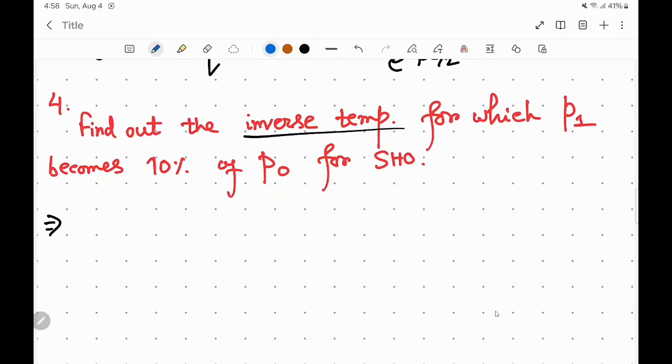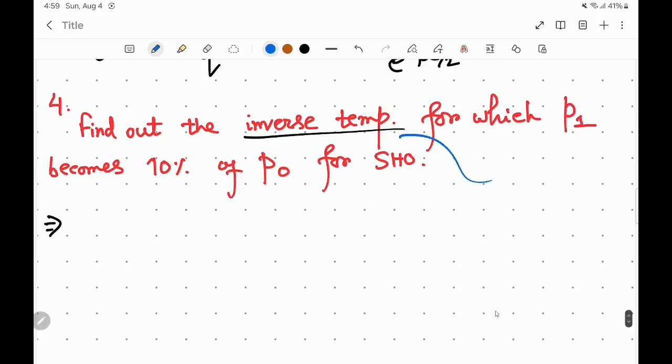Do you know the definition of inverse temperature? I forgot it. Beta is called inverse temperature, not the 1 by T. Oh, I remember. It is 1 by kBT. Beta is called inverse temperature.